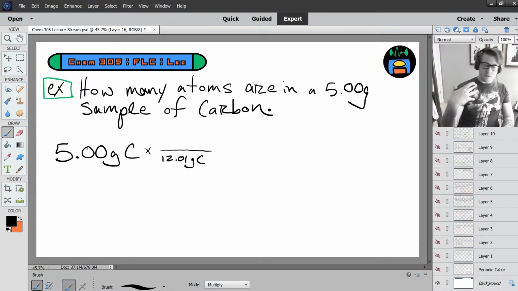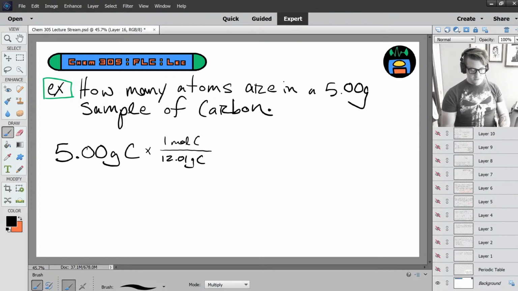We can use the atomic mass as a unit conversion because we know that 1 mole of carbon has a mass of 12.01 grams.